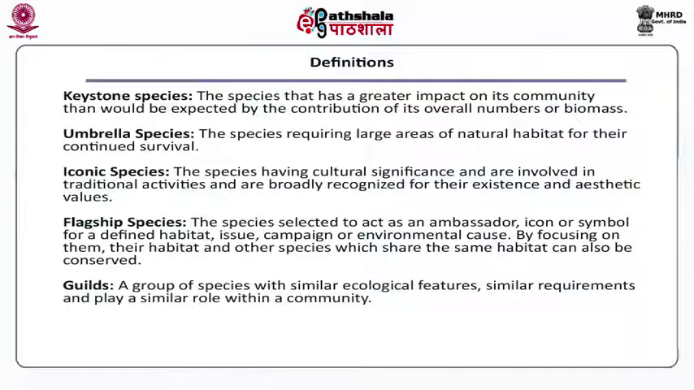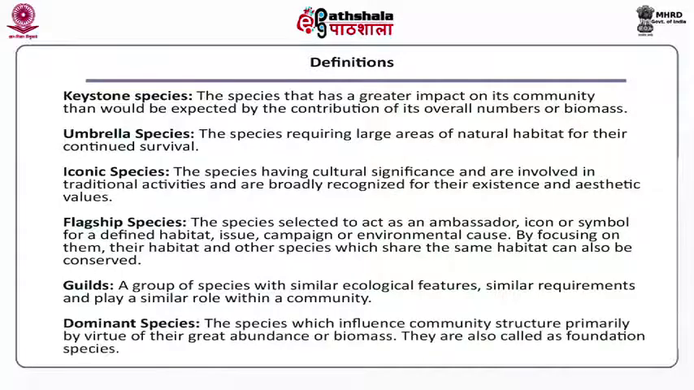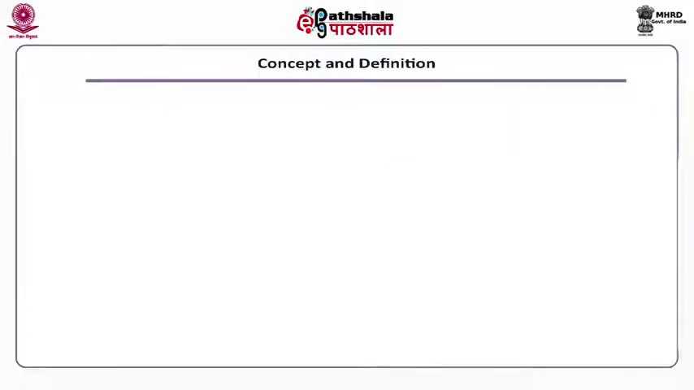Then guilds. Guilds are a group of species with similar ecological features and similar requirements, which play a similar role within a community. Then dominant species. The species which influence community structure primarily by virtue of their great abundance or biomass are called foundation species. Now, let me try to understand the concept and definition of keystone species.